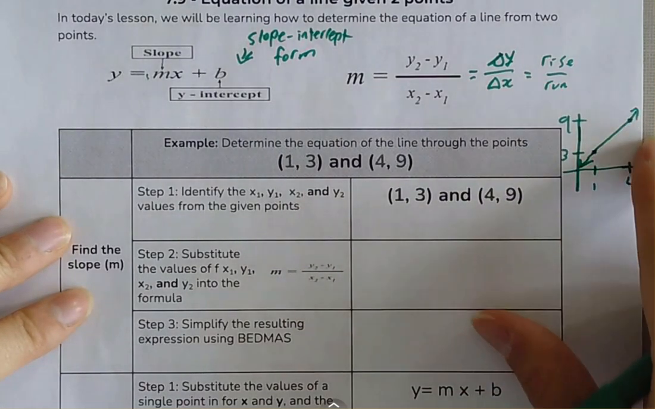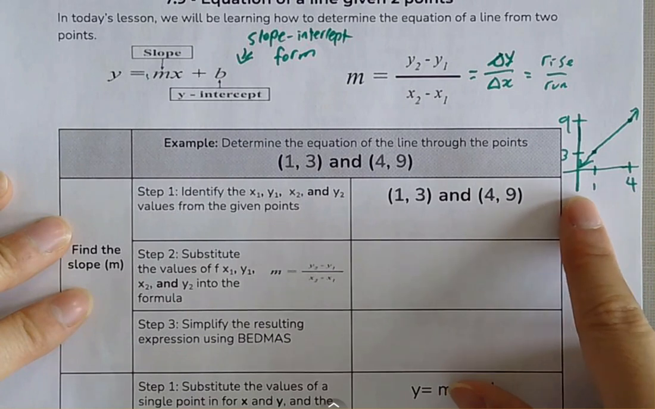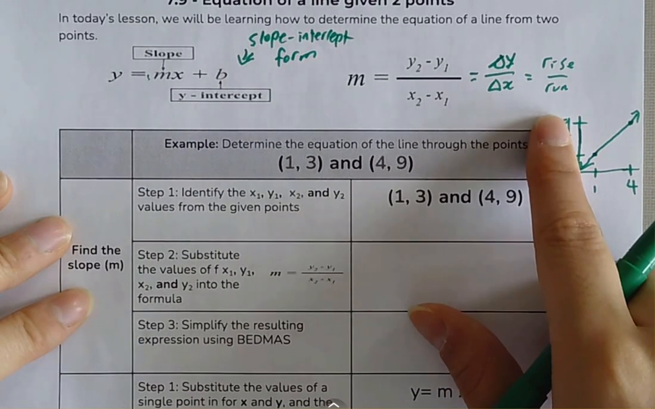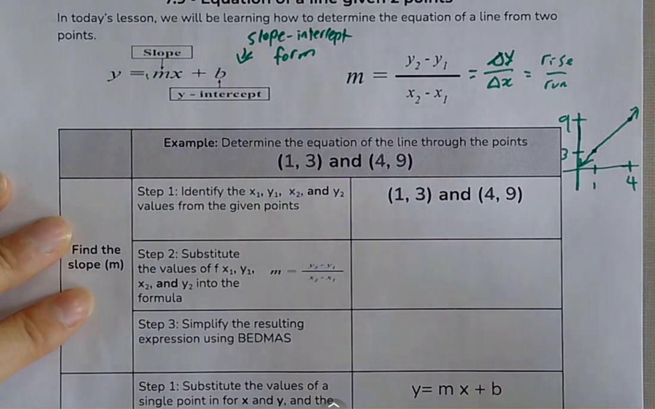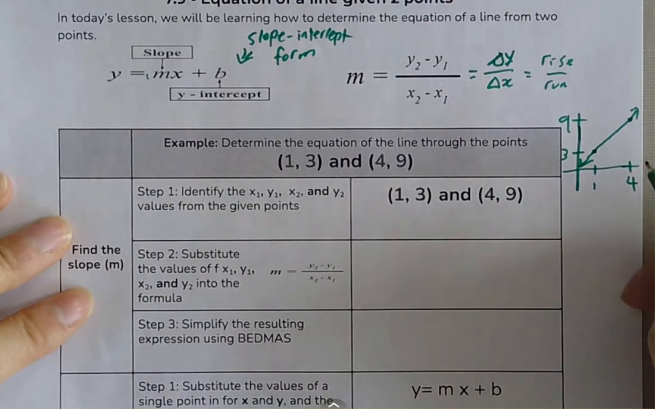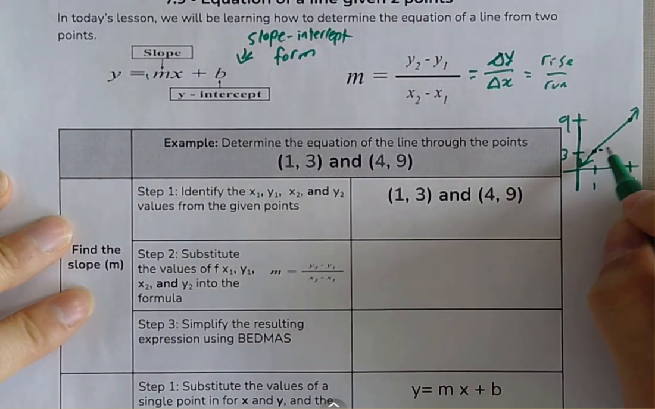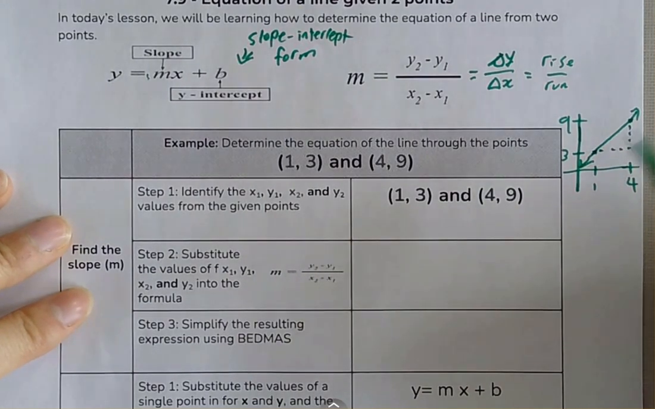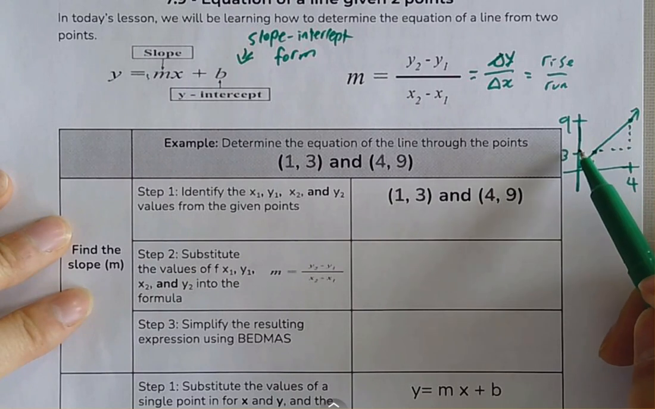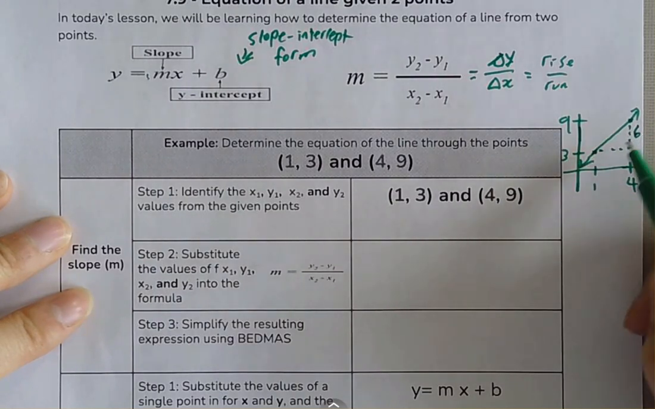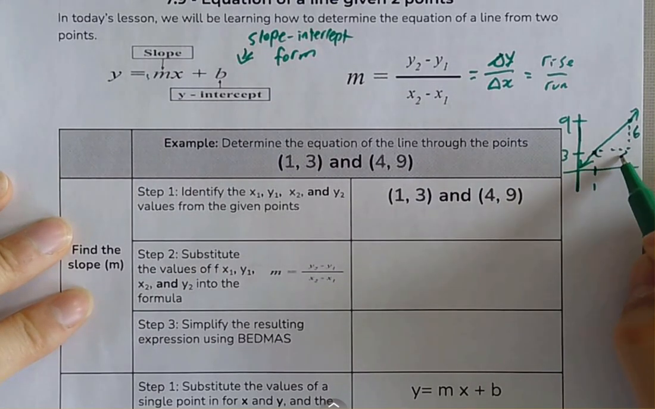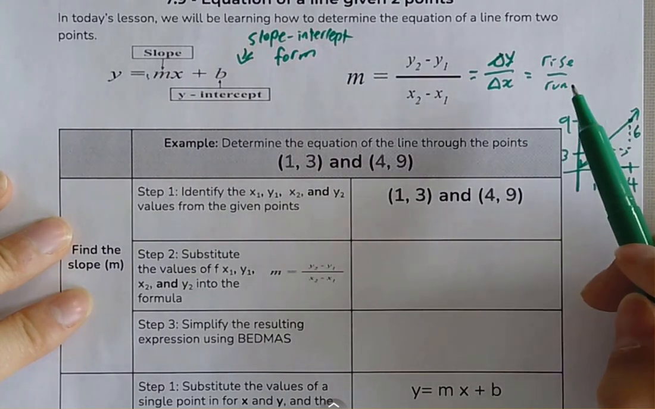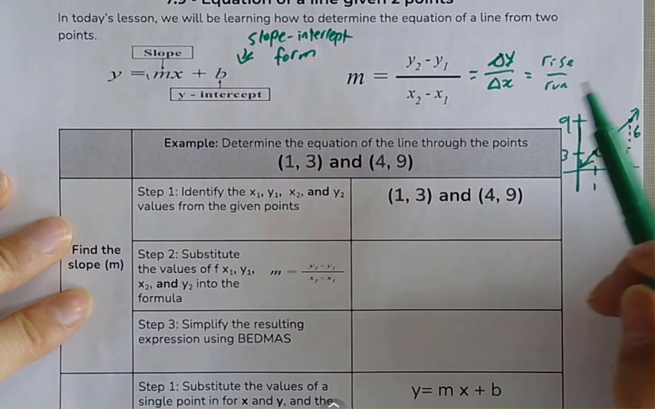And we actually graphed it over here very quickly, so we could also just use rise over run, whichever is the easiest for you. Then what are we going to do? I'm just going to simply calculate the rise and the run. So how much is it rising? It's rising by 6 over here. From 3 to 9, that's going up by 6. From 1 to 4, it's going to the right by 3. So then my rise is equal to 6 and my run is equal to 3.